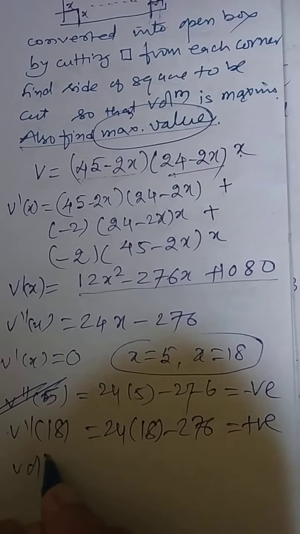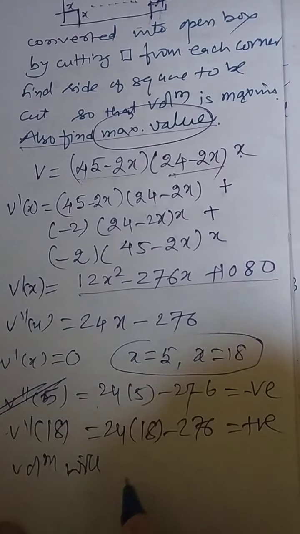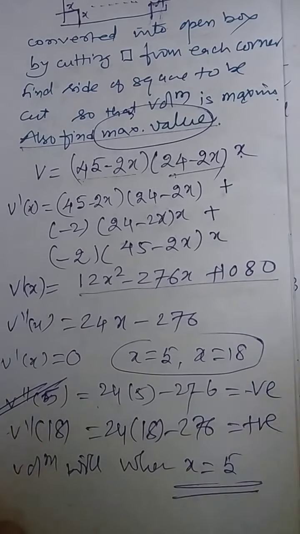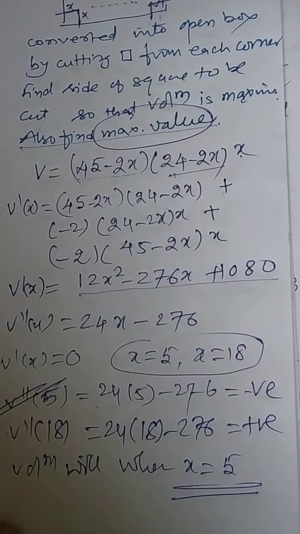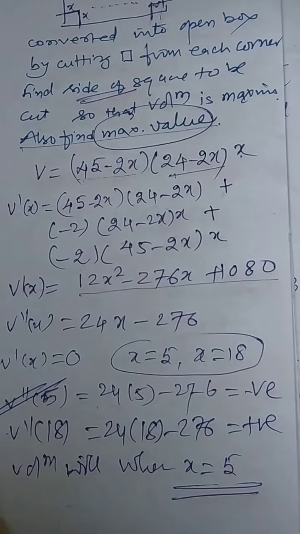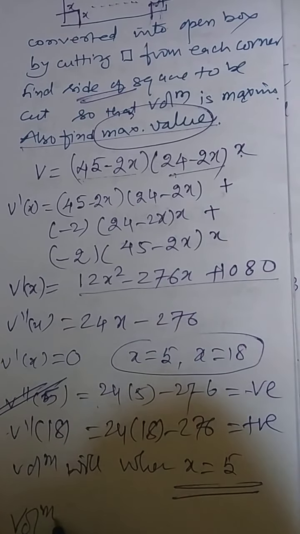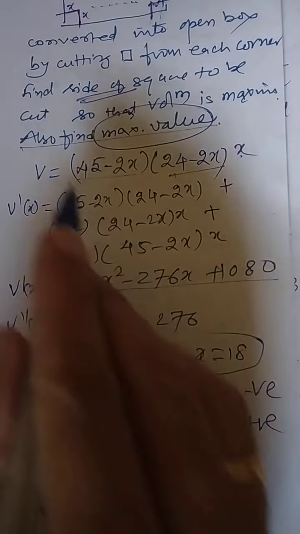So the volume will be maximum when the value of x is equal to 5. Whenever x becomes 5, what should be the answer? The side of the square to be cut off so as to get the maximum volume. Suppose the maximum volume is asked, then replace this 5 in the main function.